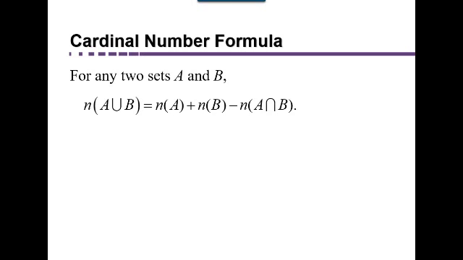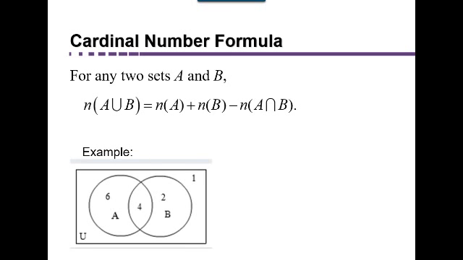Okay, next we're going to talk about the cardinal number formula. We're going to look at the first example we saw today, to understand what the cardinal number formula is saying. So the cardinal number formula gives you a relationship between the number of elements in the union, the number of elements in each of the individual sets, and the number of elements in the intersection.